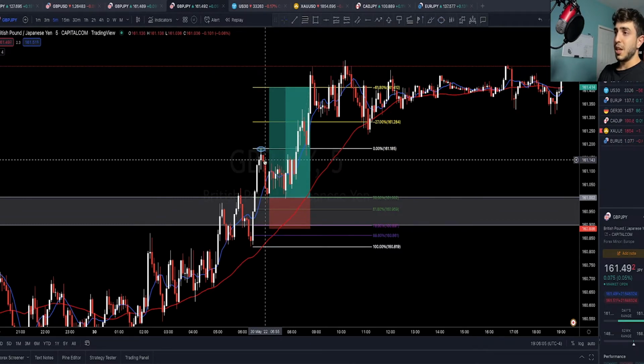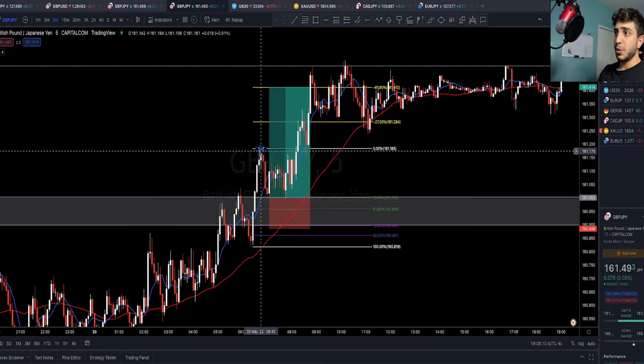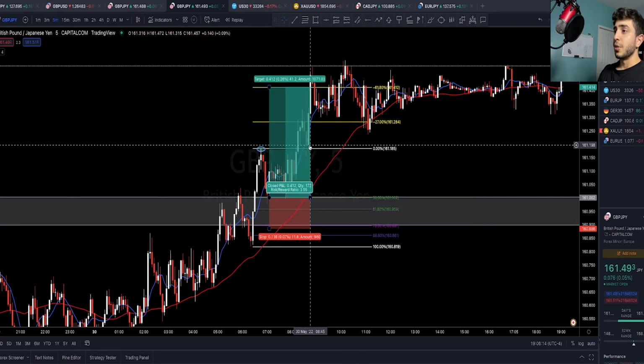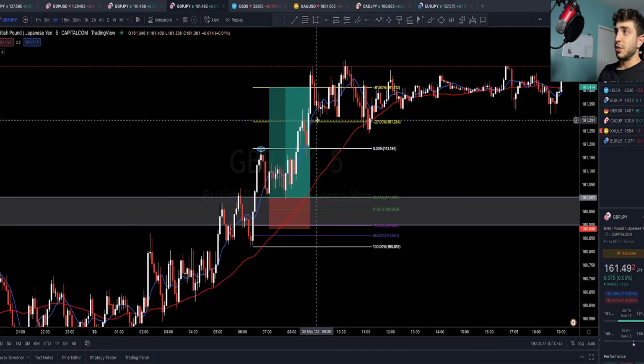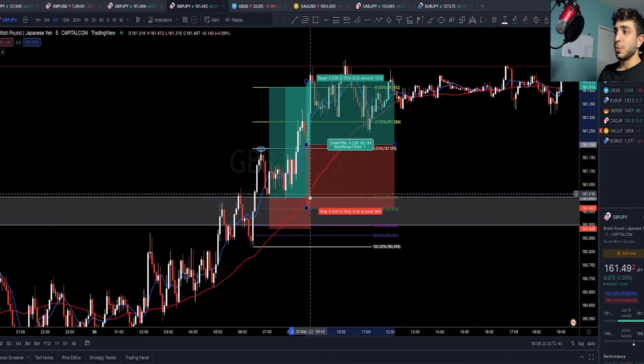So this area was tested. We see price came, this wick went around where this previous wick was, where this piece of structure was, and then flew up again. So after we saw this rejection to this zone here, we could have simply placed another buy position if we wanted to scale in our positions.